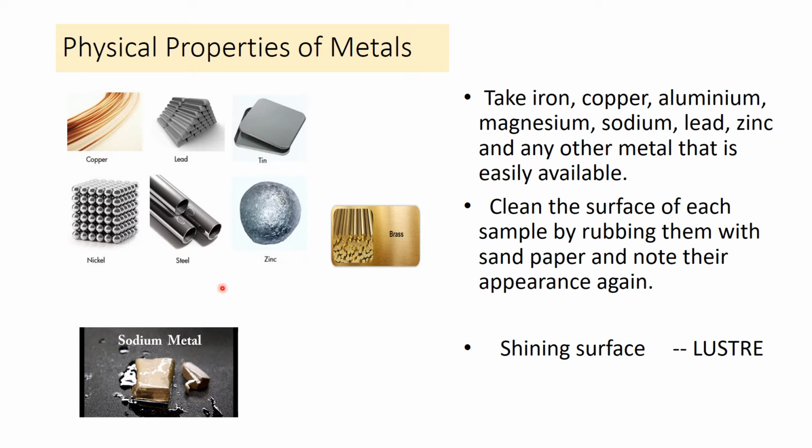And at home we also use cookware made of brass and copper. You can see when they are new, they have a shining surface. Slowly their shine goes dull. But if you rub it again, it will start shining. So this is the property of metals. Metals are lustrous, or you can say metals have a shiny surface.